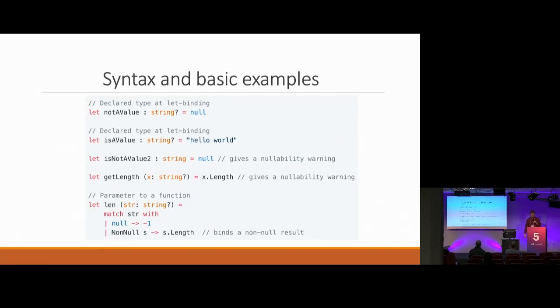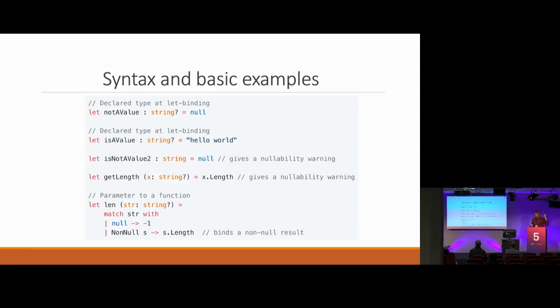Code is usually the best way to understand stuff. There's a little bit of different syntax here. The first three values that are declared here are explicitly annotated, two of them as a nullable string and the other as a non-nullable string. And so the first two work fine, right? You can assign null to a nullable string, and you can assign a string to a nullable string. But the third one, you try to assign null to a non-nullable string type, you'll get a warning.